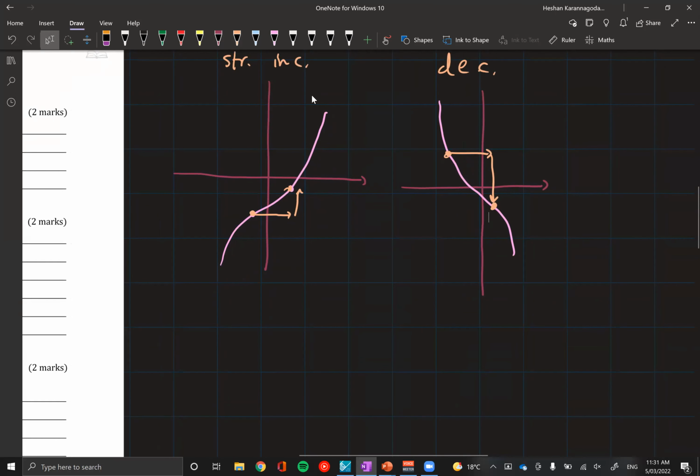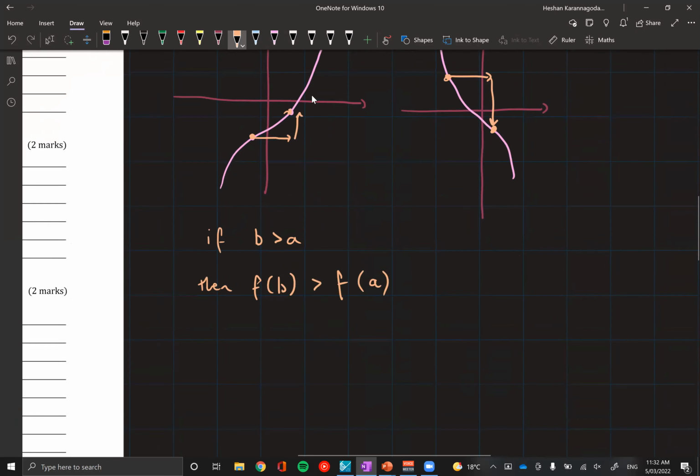In this question it's not that important, but the proper definition for strictly increasing is that if b is greater than a, then the function of b, essentially the y value at x equals b, is always going to be greater than the y value at x equals a. That's a proper definition for strictly increasing in terms of general variables like that.